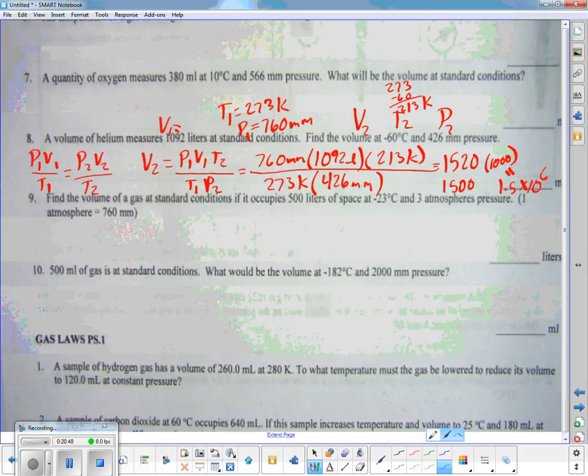Okay, here we go. Find the volume. So we're trying to find the volume of gas at standard conditions. So we can go again, T1, 273 K, P1 equals 760. Actually, I'm looking, it's in atmospheres.